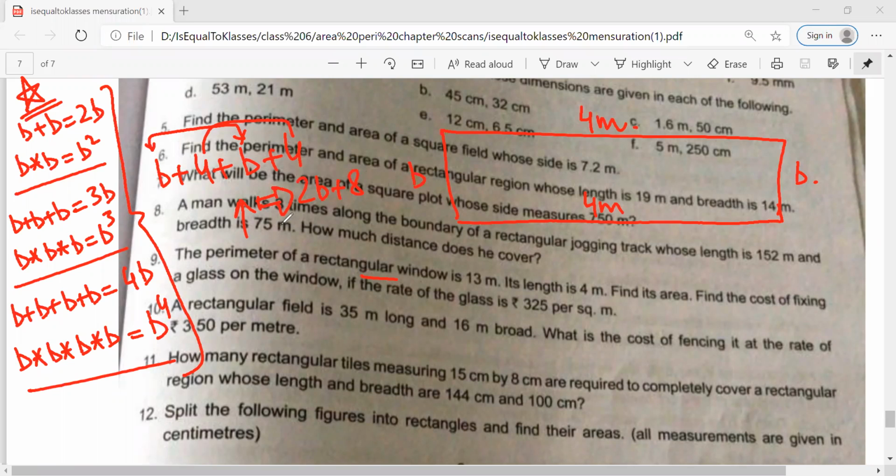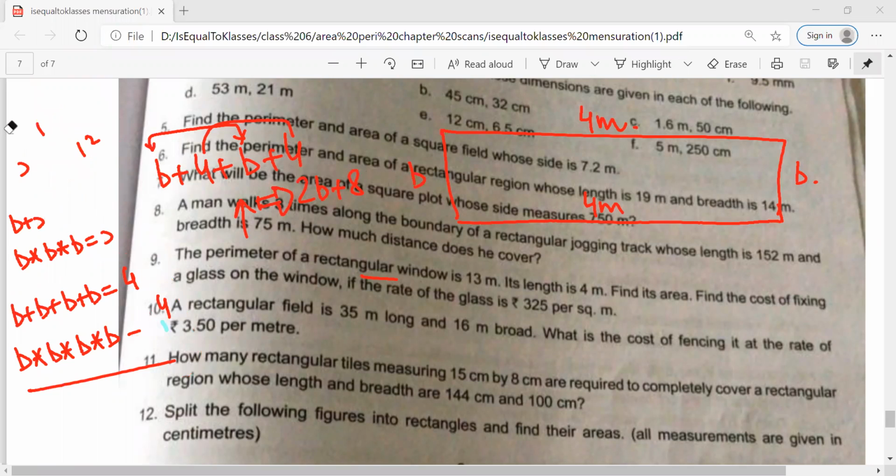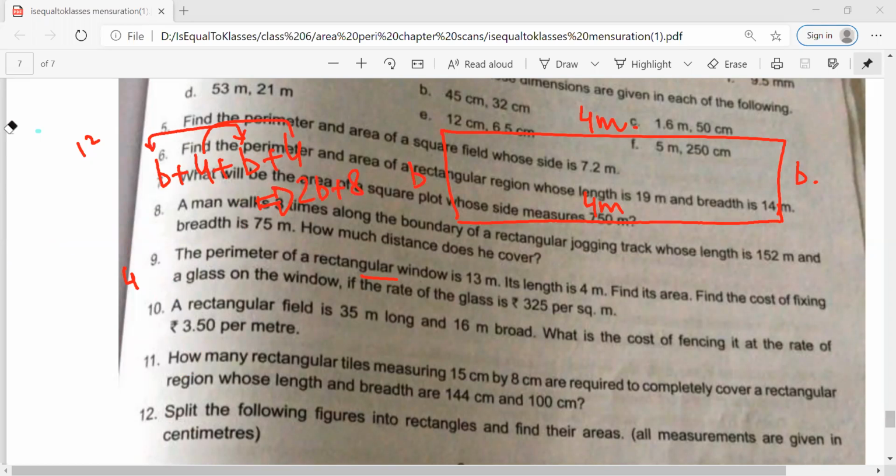No, sir. Then what does the question say? The question says that the perimeter is 13 meter. So 2B plus 8 would be equal to 13. Mr. Sarthak, do you agree? Yes, sir. 2B plus 8 would be equal to 13.